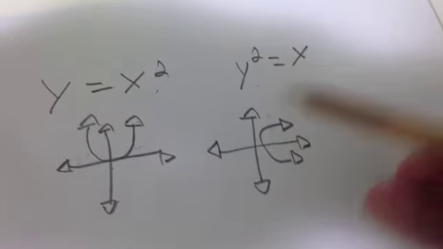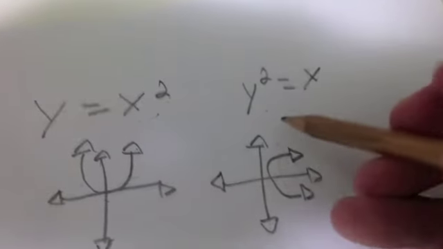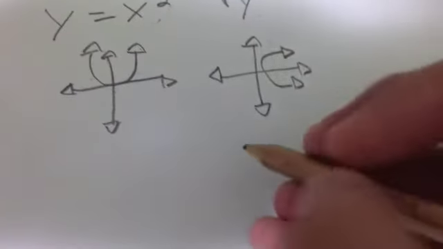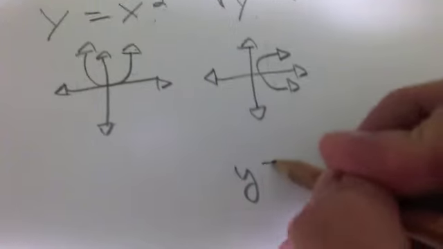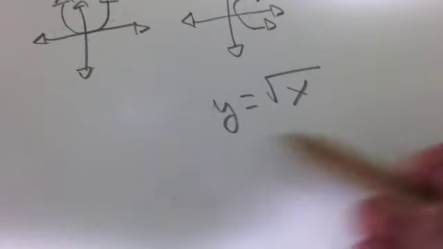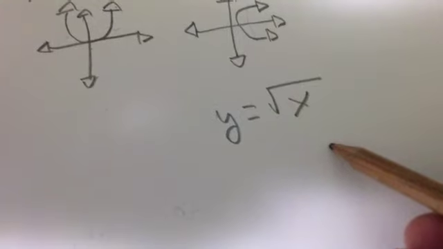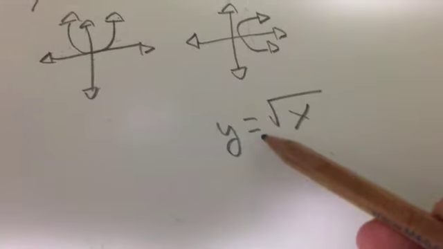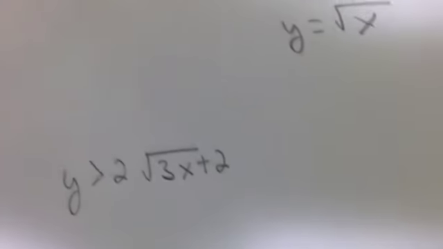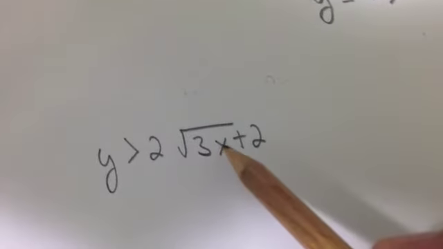So what do we do? In order to turn this into a function, we need to square root both sides, and the product would be y equals square root of x. Now we finally got the function for square roots. Okay, so now I'm going to graph this.